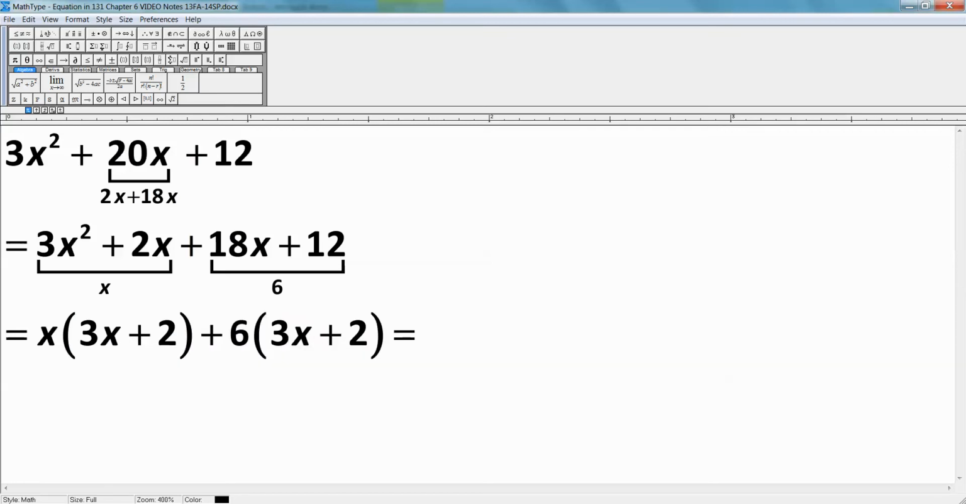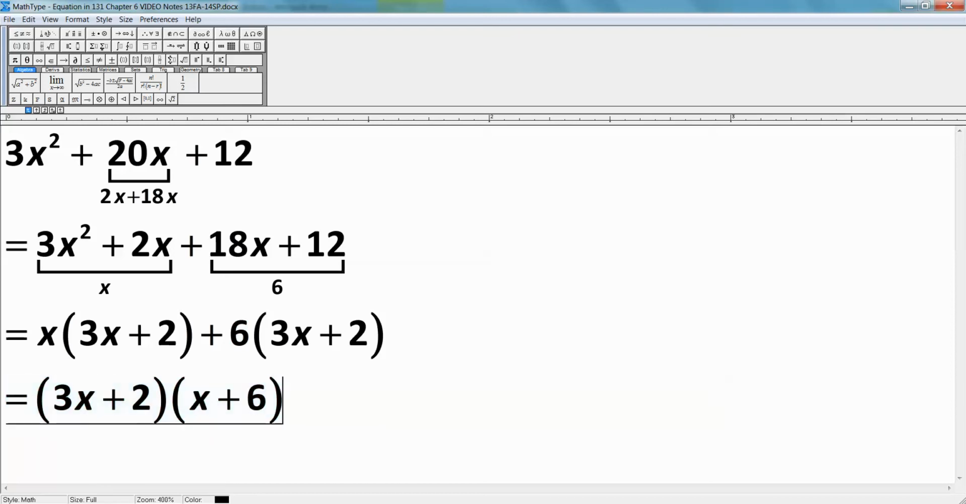Nice. Because we got to have them be the same, otherwise it won't work. So that means I take a 3x plus 2 out. When you factor 3x plus 2 out of that first term, all that's left is an x plus a 6. And there you go. Okay, so hold on.